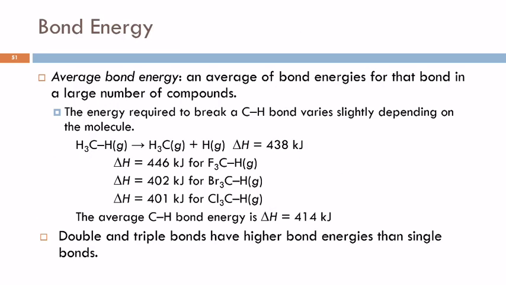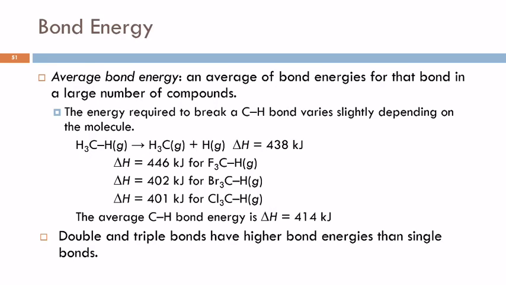You can measure bond energies in different compounds, and they vary a little bit, even if it's a bond between the same 2 elements. So let's look at the carbon-hydrogen bond. In methane, that bond energy is 438 kilojoules. If we switch out the hydrogens for fluorine, the bond energy increases, 446. If we put bromine in there, it goes down, 402. We put chlorine in there, it's 401. And you can look at many different compounds that have carbon-hydrogen bonds, and the bond energy is going to be a little different in all of them.